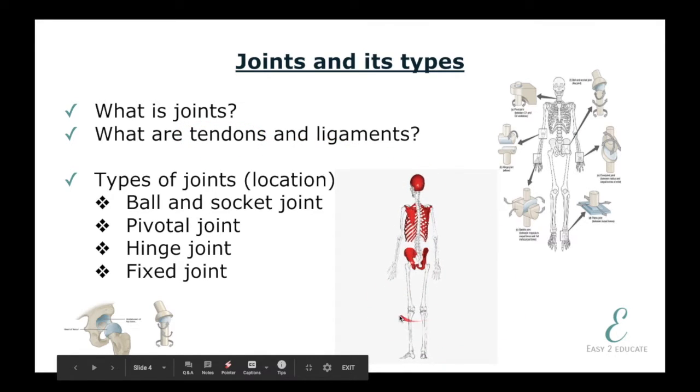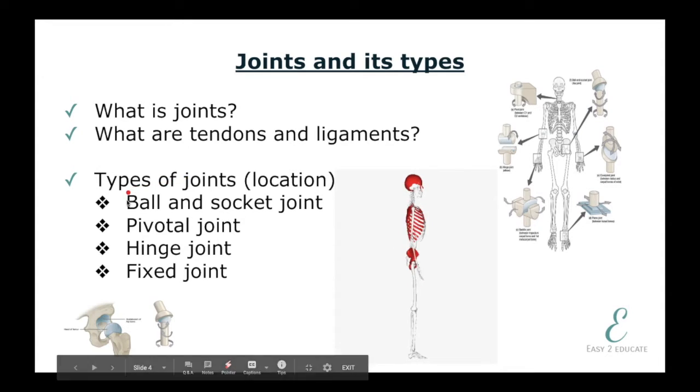Next we are going to see what tendons are. Tendons are nothing but a band of tough connective tissue that is fibrous in nature and they connect one bone with the other bone. Now we are going to see what ligaments are. Ligaments are also a band of tough elastic tissue but they connect muscles with the bone.